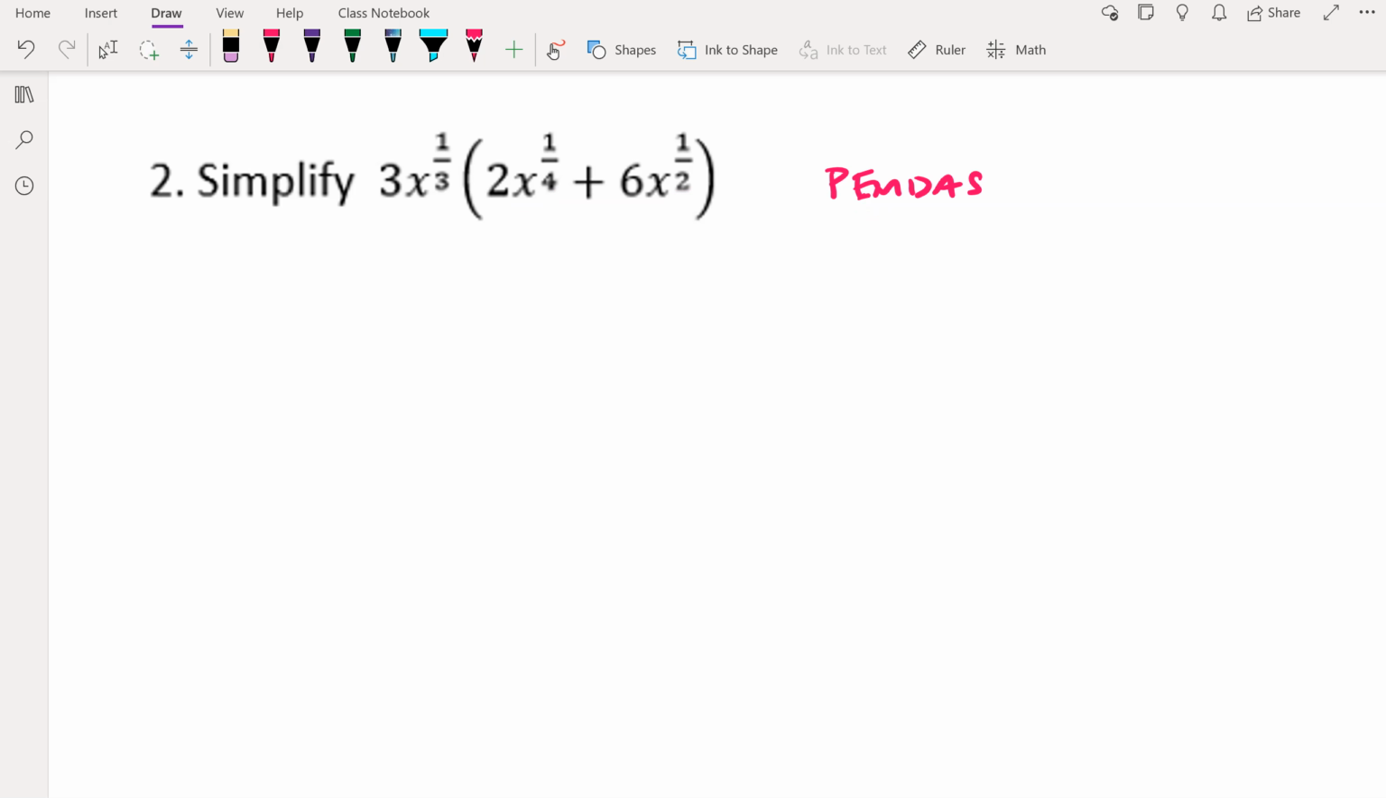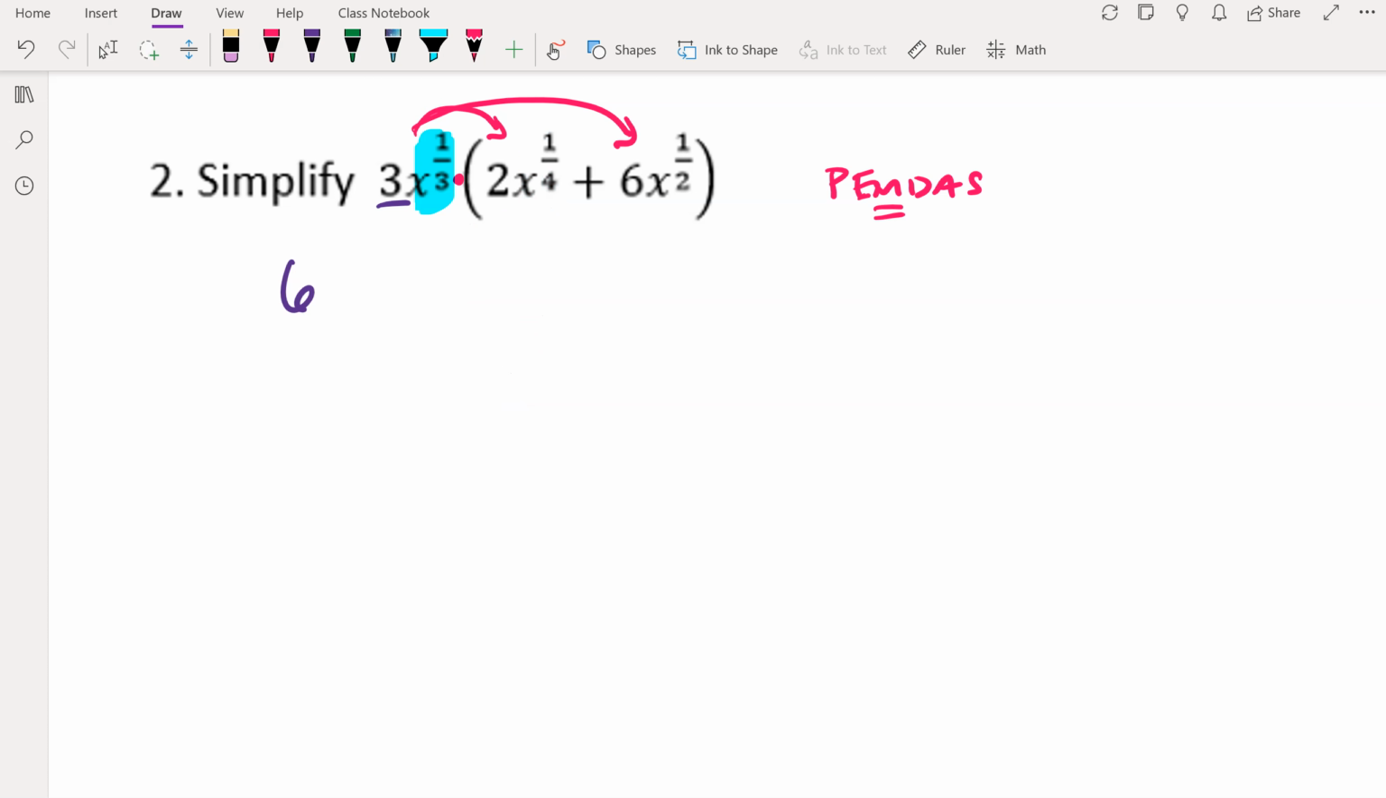Now, what do we do with the numbers? The 3 and the 2, the 3 and the 6. What operation should I do with those numbers? We should multiply the numbers. So the first thing we're going to do is 3 times 2. That's going to give me 6. And then what should I do with my x to the 1/3? What should I do with my exponents when I'm multiplying? This is multiplication. We should add. We'll add our exponents.